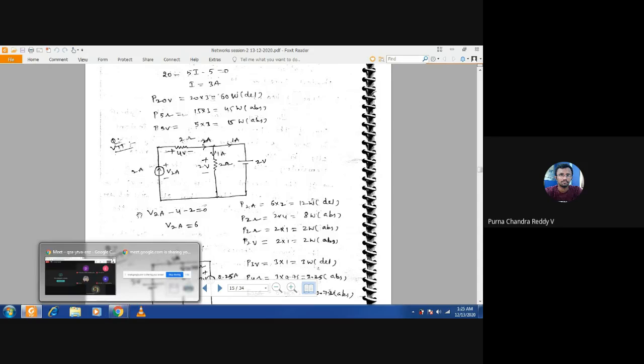Apply KVL. Tell me the equation: minus 4 minus 2. I mean, V2A is equal to 6 volts. Yes, sir. Now use the power formula. P2A, that is the power of the 2 ampere source, is equal to V2A into 2. V2A is 6, so 6 into 2 is 12 watts.